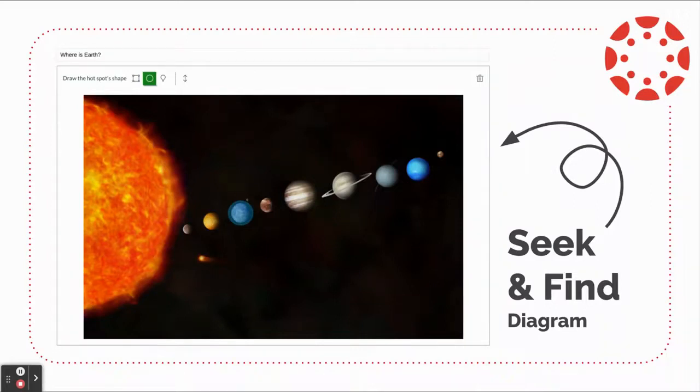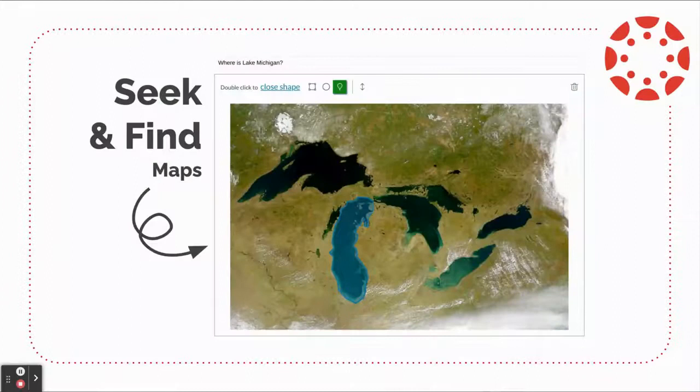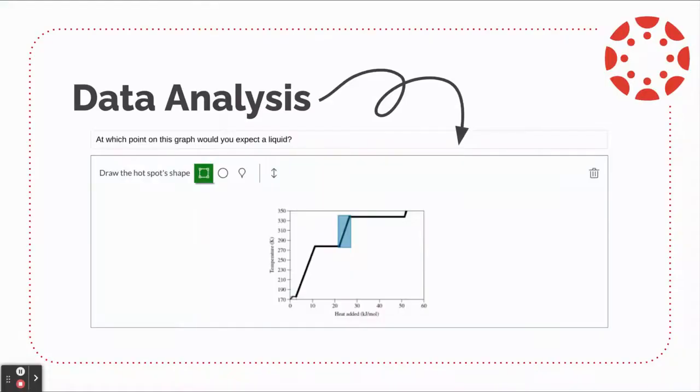Diagrams work really well. In this case, we've used the circle tool or the oval tool to identify the correct answer for where Earth is. And this also is a great application for geography to look at different maps and other diagrams. And you can see that this one used the polygon tool to really specify the outer regions and perimeter of that lake.